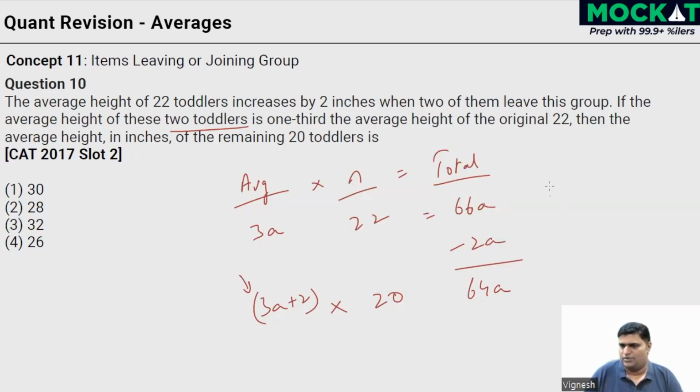So (3a plus 2) into 20, that's going to be 60a plus 40, which is 64a. And we get 4a equals 40 and a equals 10. If I substitute 10 over here, 3 into 10, 30 plus 2 comes to 32. So option 3 becomes the answer here.